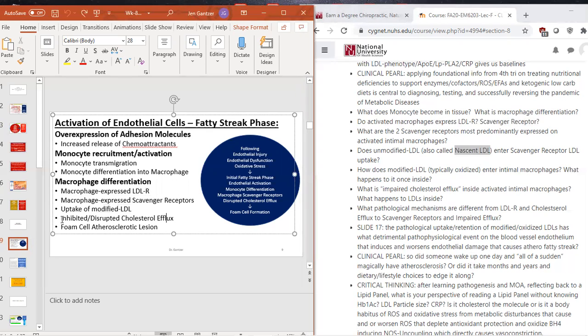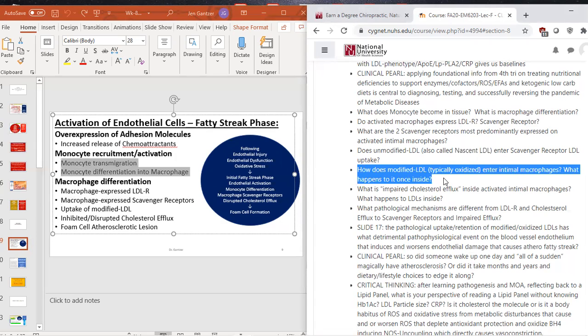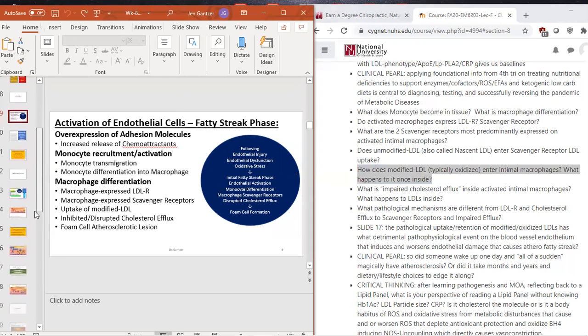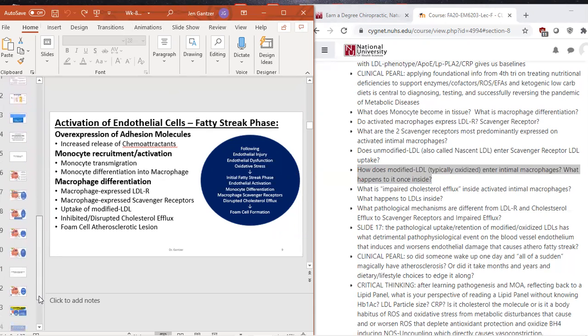Also, what do we see here? We have uninhibited, disrupted cholesterol efflux, and now we've got the foam cell. You need to recognize all of that has happened with your macrophage differentiation after the monocyte transmigration occurred. All right, so how does modified LDL enter the intima macrophages, and what happens once inside? All right, so we have to do a review of last week.